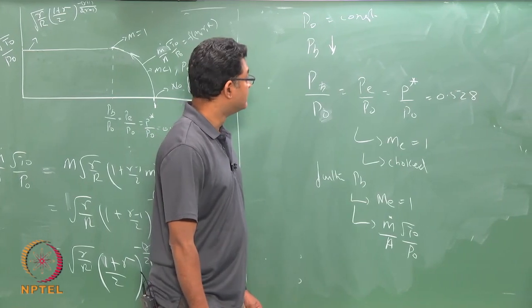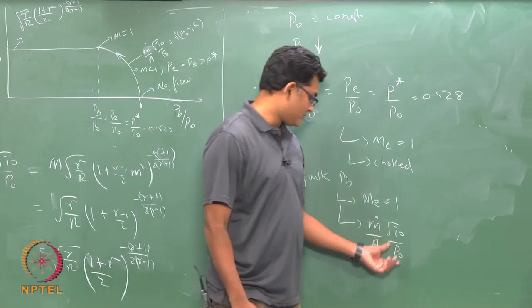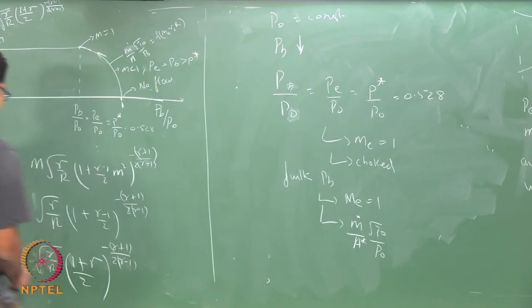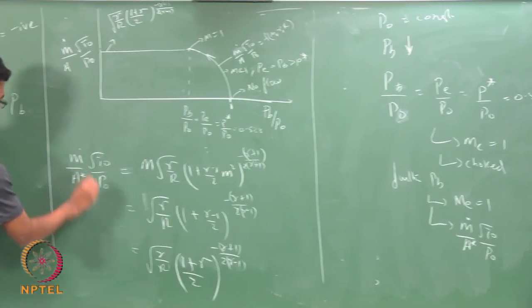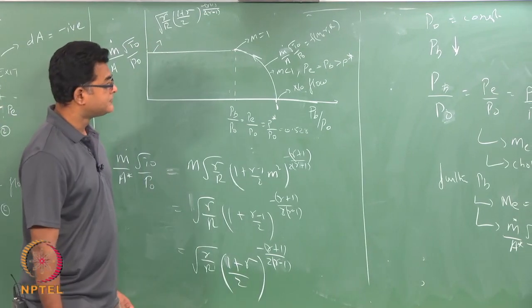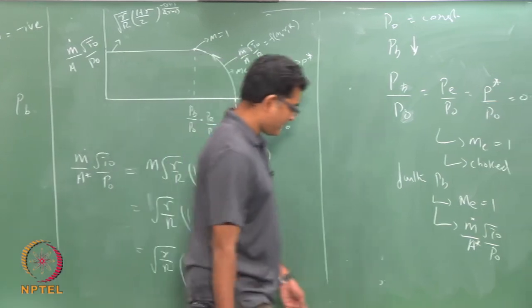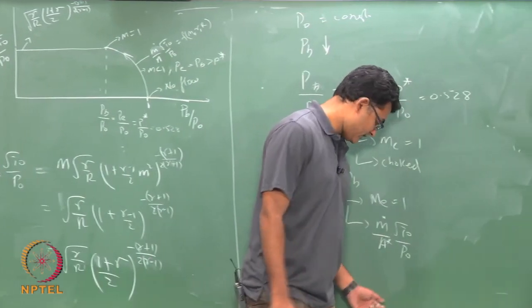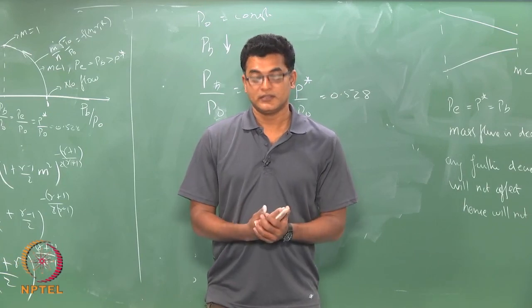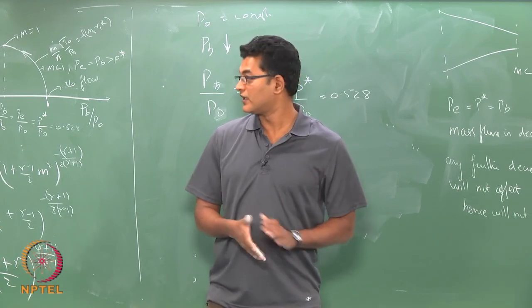Okay. So when M equals 1, you can also call this your A star. So this can typically be called A star, because M equals 1. So with that, I would end today's lecture, and we will take up a continuation of this in the next class.